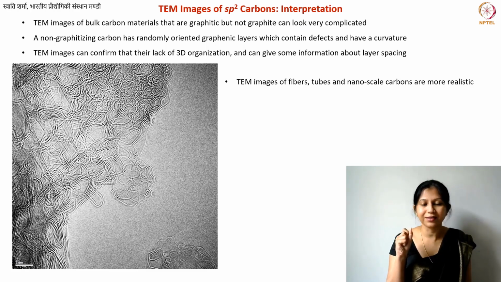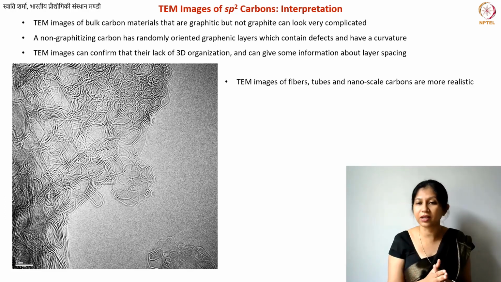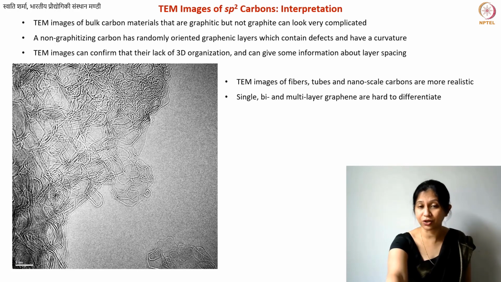There you can get relatively more realistic information, given that your fibers or tubes are thinner than 20 nanometers. If they are larger than 20 nanometers, as I said, you can measure the diameter, but there is little information you can get about them. But for samples thinner than 20 nanometers, individual tubes or, let's say, fullerenes and so on, you can get more realistic information, so to say.